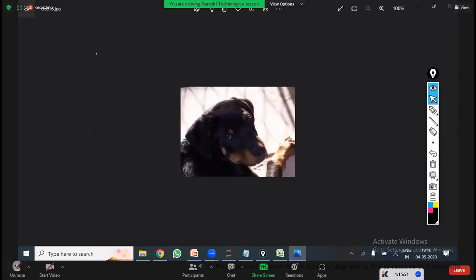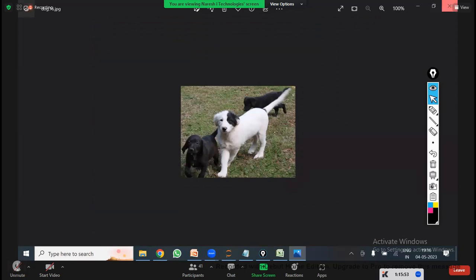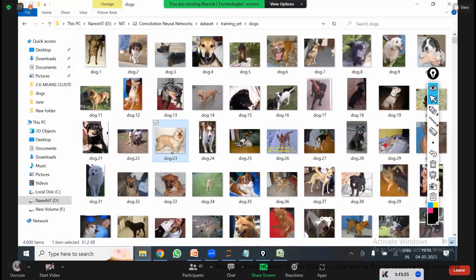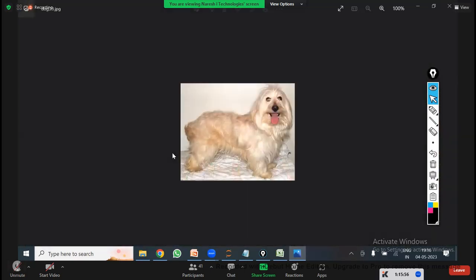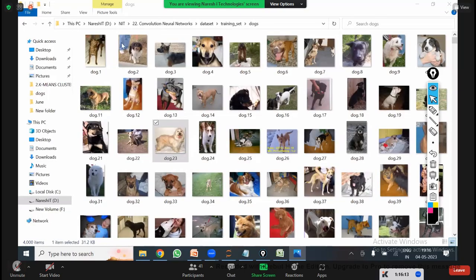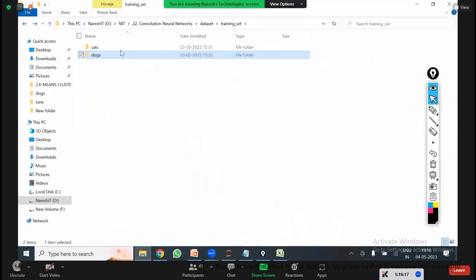Once you try with multiple images, from all the images, some will be white in color. Some of them will have fur, some may not have fur. Some will have a tail, some may not have a tail. Some of them, the legs will be very high, and some of the legs will be short. Okay, so now it will get trained. Once this training is completed, now I'll train this one as cats.